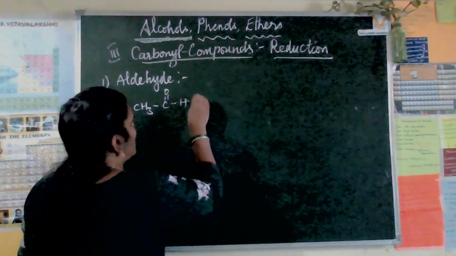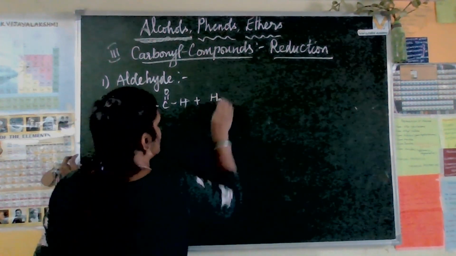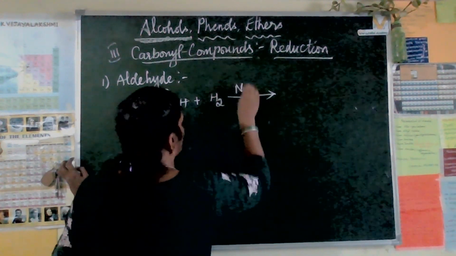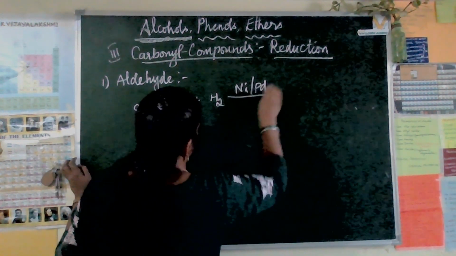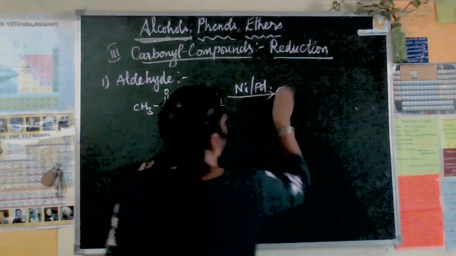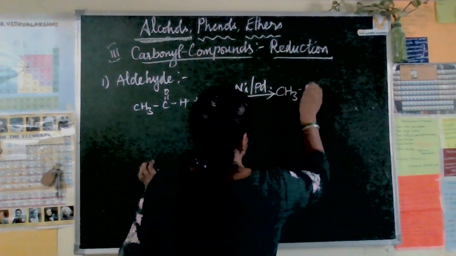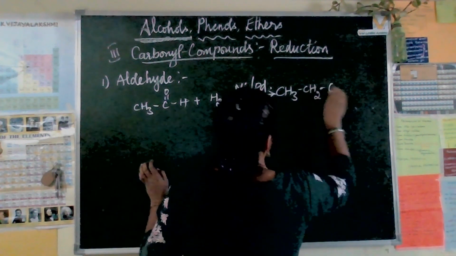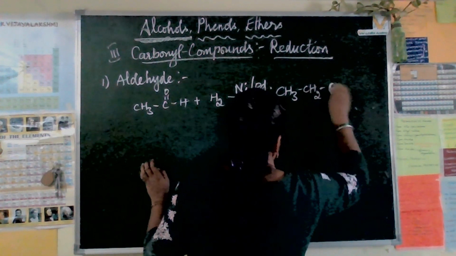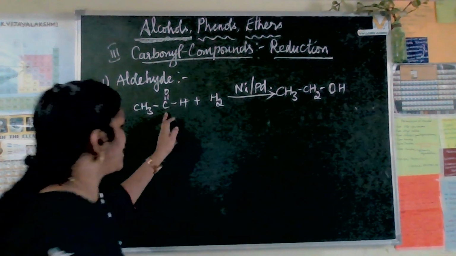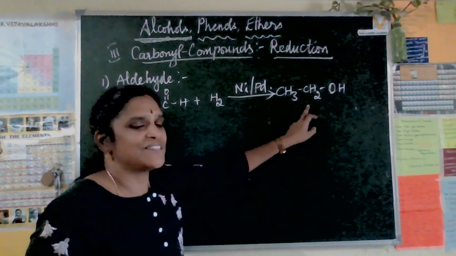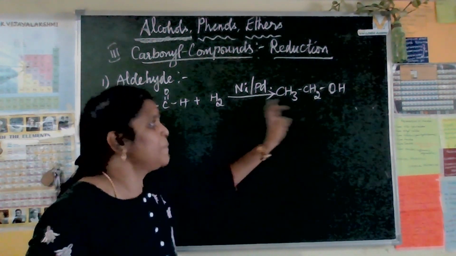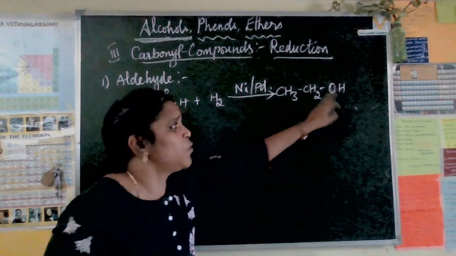So it reacts with hydrogen in the presence of nickel palladium. What happens here? You are getting CH3, CH2, CH2OH. So however many carbons are there, you will get the straight chain, that many carbons along with OH attached.